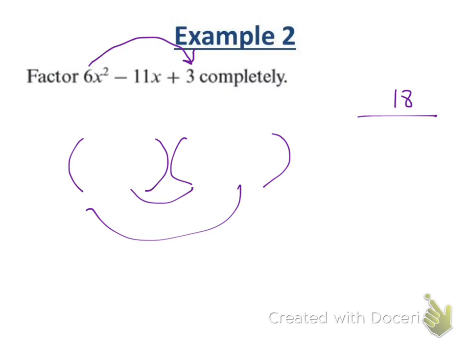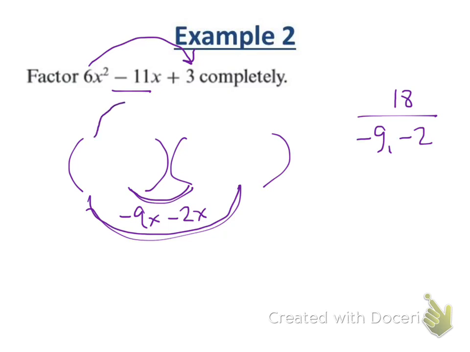9 and 2. Both have to be negative. So negative 9 and negative 2, that tells me that these two products, this times this, those two products have to be negative 9x and negative 2x to get negative 11x. Okay? Now that we know those two, we can make an educated decision about what goes in those two slots to multiply to be 6x squared. What does it have to be?